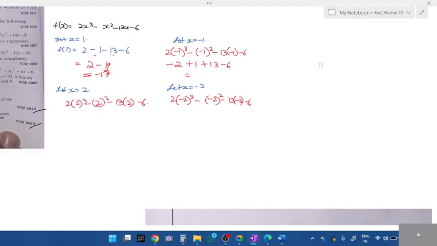All of you completed? For which one do you get 0, students? No, no, this part. This part. For which one do you get 0? For x equals -2.